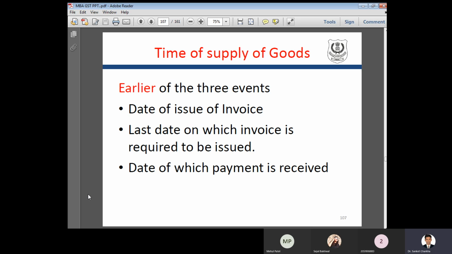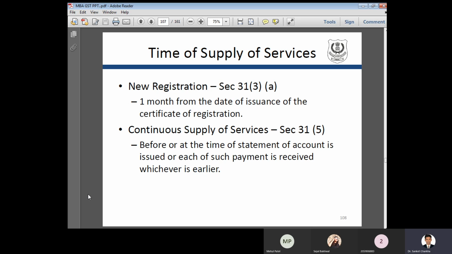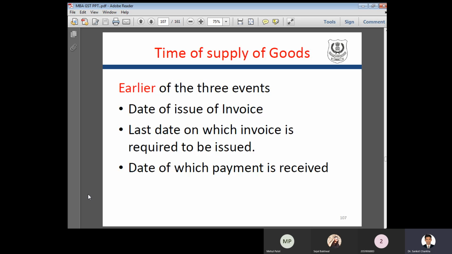For example, your invoice was dated 4th of November, but you received the payment on 3rd of November, then your time of supply will be 3rd of November or 4th of November or 11th of November. So these are the three cases in which the time of supply can be identified. Whichever of the events is earlier, that particular time will be called the time of supply.